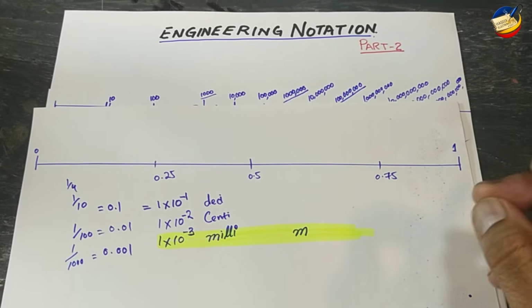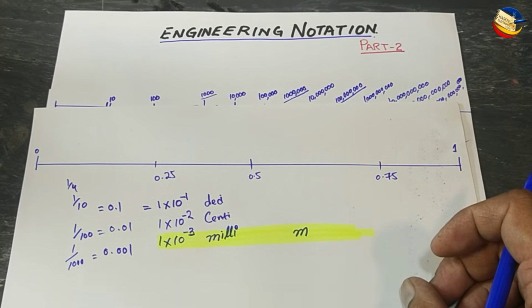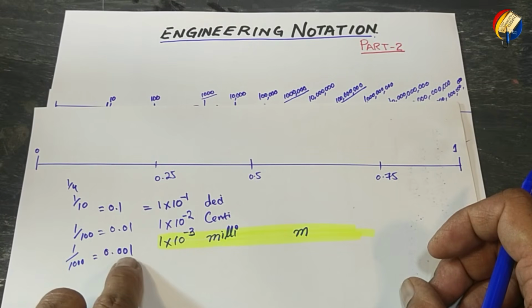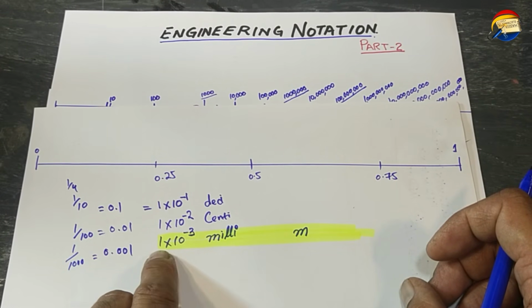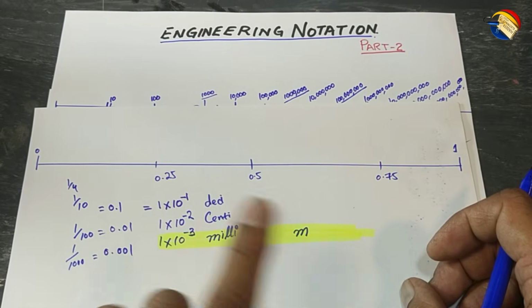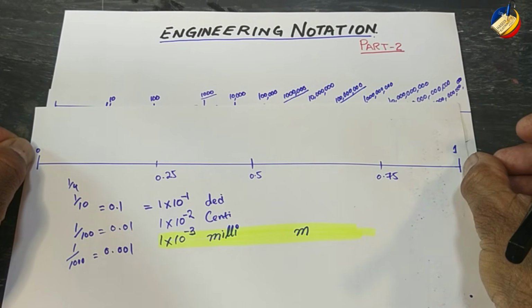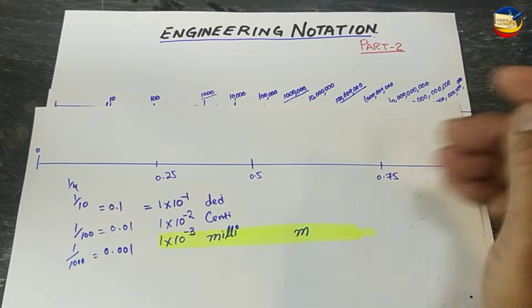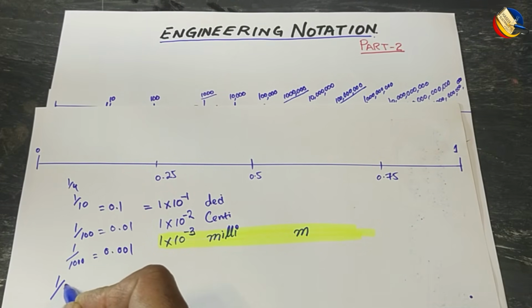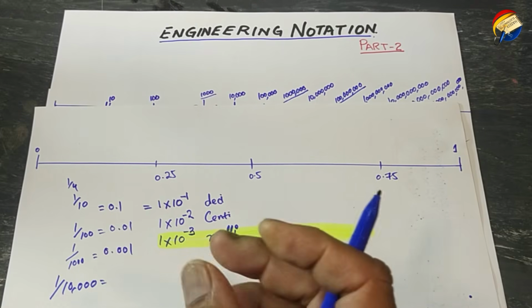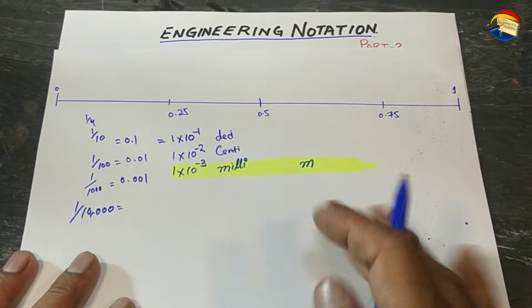Anytime we see 1 m, that is 1 milli. That means 0.001 or 1 into 10 raised to the power minus 3. If we divide 0 to 1 into 10,000 pieces, one piece out of 10,000 will be called 1 over 10,000.